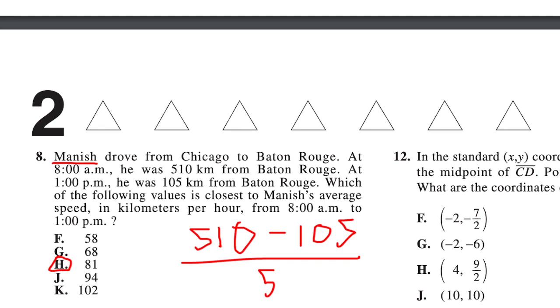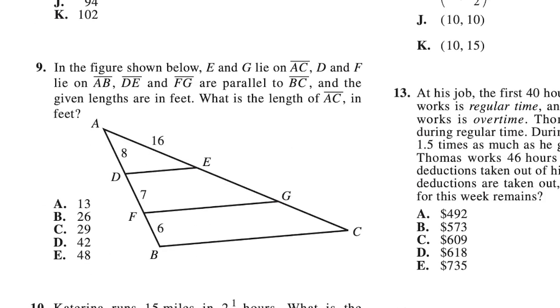Alright. Number 9. Here we go. Now, this is a basic problem. Basically, if we see this pattern, we have to find the length of AC, and you just multiply by 2. 8 times 2 is 16, 10 times 2 is 14, 6 times 2 is 12, and then you just add them up. 16 plus 14 plus 12 is 42. So number 9 is D.